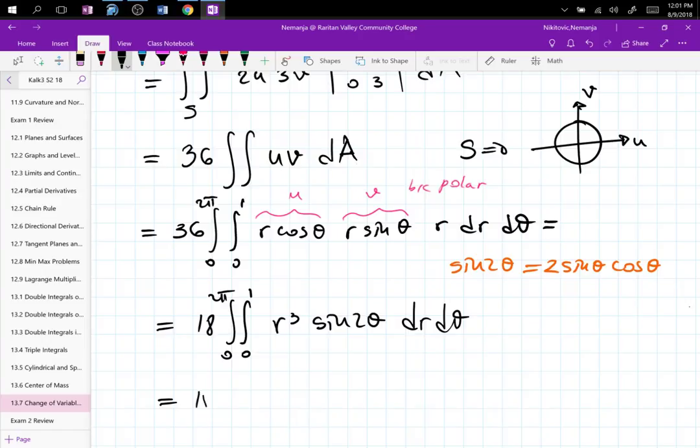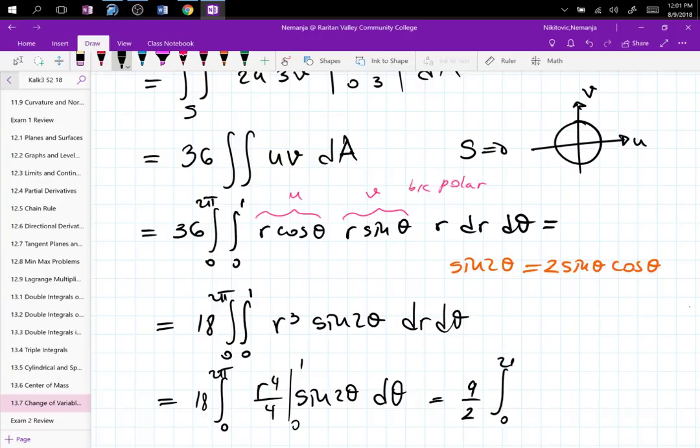So we have 18 integral 0 to 2 pi. We have r to the 4 over 4. Sine 2 theta is the constant. We have d theta, and this thingy goes from 0 to 1, which gives us a quarter. Quarter outside is going to give us 9/2. Nice.